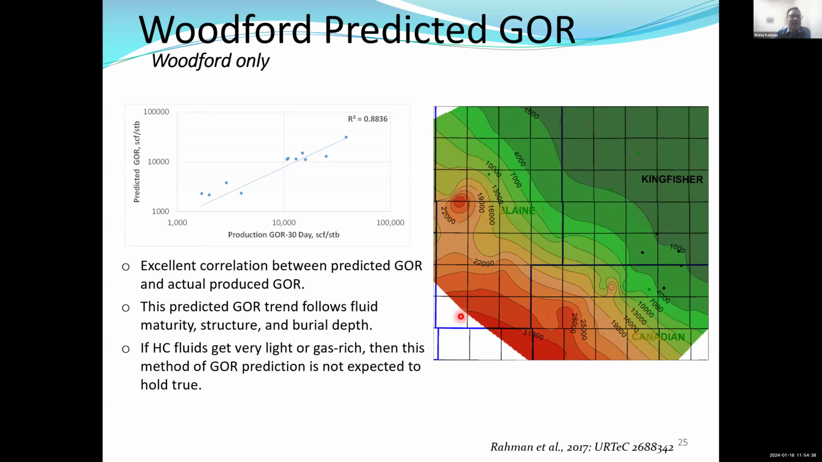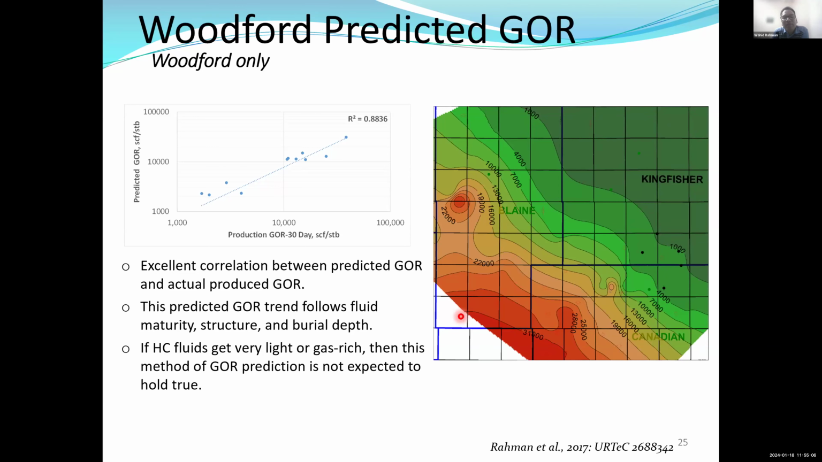So again, looking at this maturity, and I didn't talk about GOR so much. You can see on the left, the top XY plot is predicted GOR versus produced GOR. This is 30-day GOR from the production, and then the GOR calculated from geochemistry. The relationship is pretty darn good, almost 0.9.